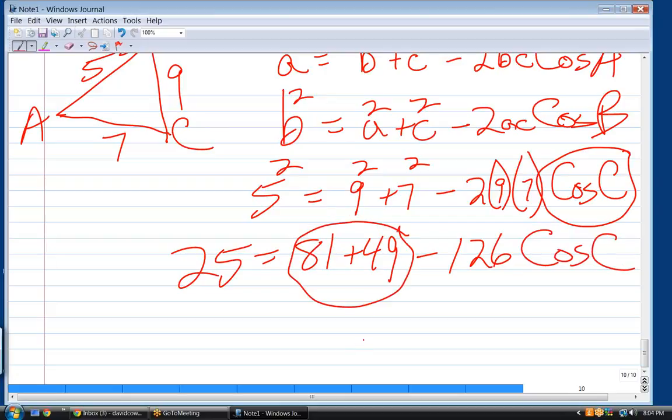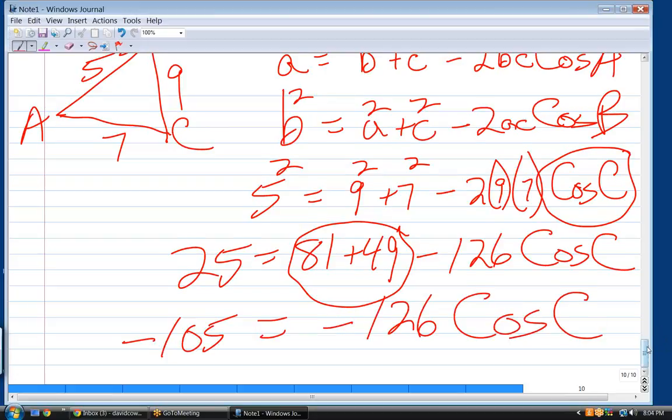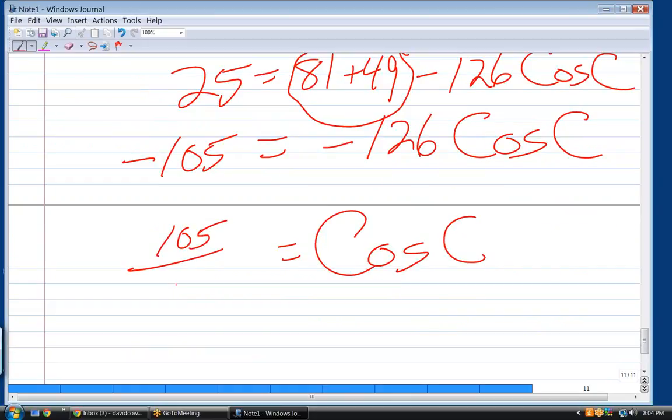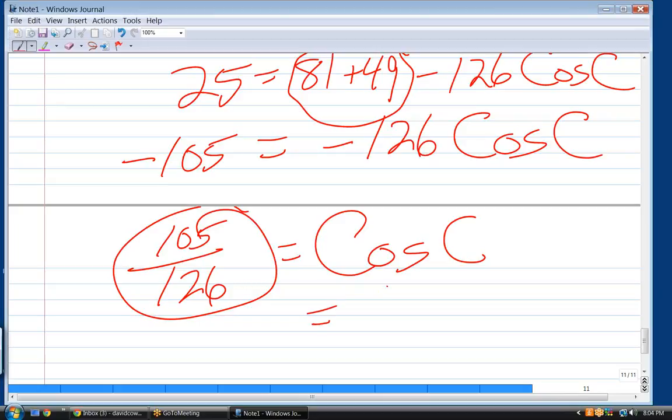Move these two to the left. So that's 130 gives us minus 105 equals minus 126 cosine of C. What next? Cosine C equals negative 105 over negative 126, which is positive. This number is less than 1, so we're okay. Had this number been greater than 1, I'm dealing with an impossible triangle. Okay? How do I get angle C?